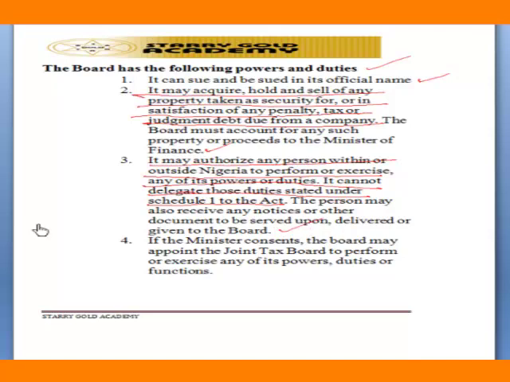Is that okay? Number 4 here, we are looking at, if the minister consents, the board may appoint the Joint Tax Board to perform or exercise any of its powers, duties, or functions. The Joint Tax Board is another board, another tax administration body that we'll be looking at in due course. Let's move on.